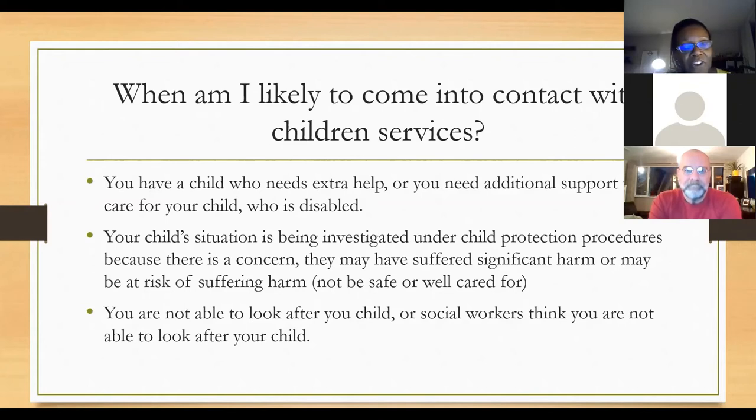A second situation is where your child's situation has been investigated under the child protection procedures. And as I said before, they may have suffered significant harm or may be at risk of suffering significant harm. By that, I mean that they're not safe or being well cared for. Or finally, where you're not able to look after your child and you want the child to live elsewhere, or where a social worker thinks that you're not able to look after your child for various reasons. But as I said, the first focus would be on trying to work with the family to keep the child at home. We don't automatically go in and remove that child.